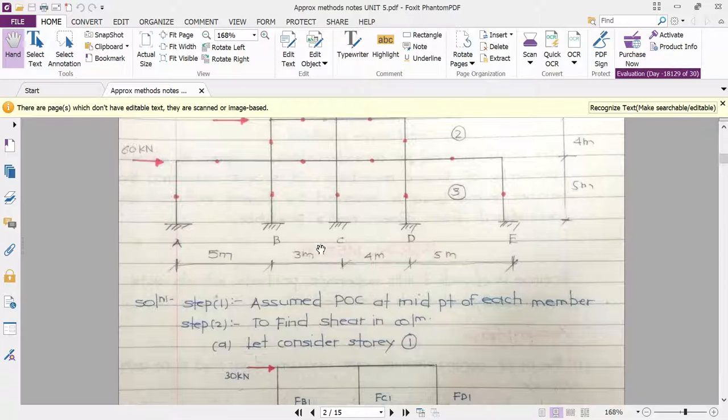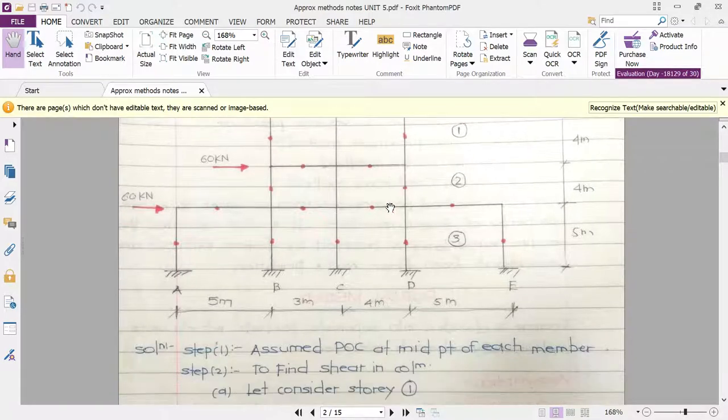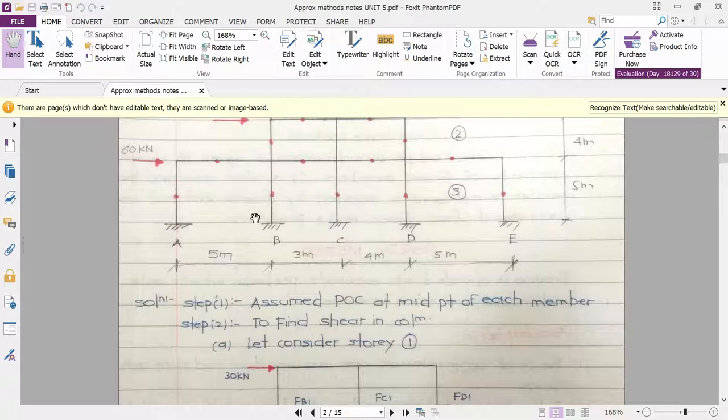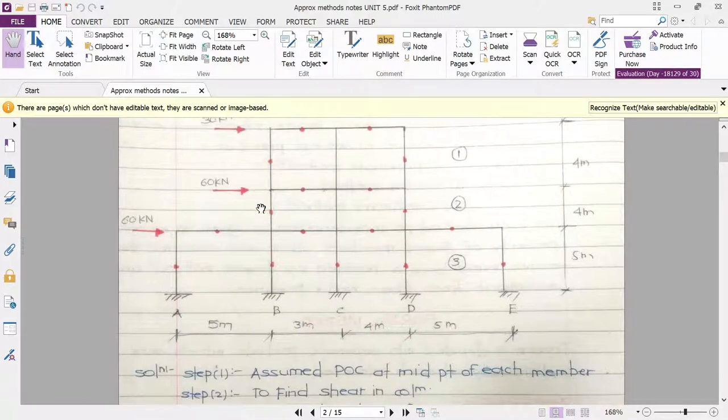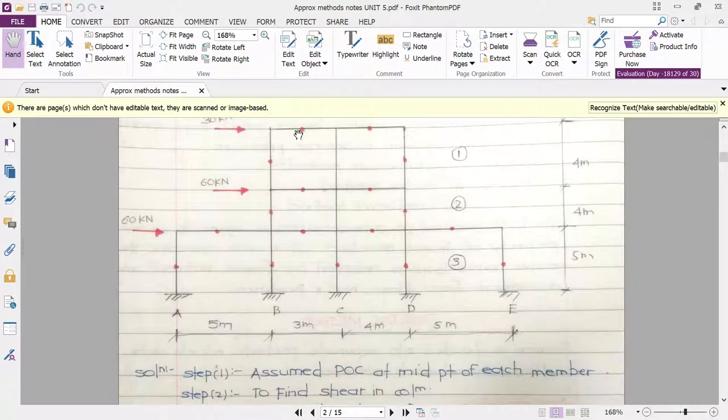First of all, assume the POC, point of contraflexure, at the midpoint of each member. As I have marked the point of contraflexure with a red dot, you can also see that. Then second is to find the shear in the columns. First we have to calculate the shear in the column, then transfer the forces, and then accordingly calculate the moment as well as the shear force in the particular member of the frame.